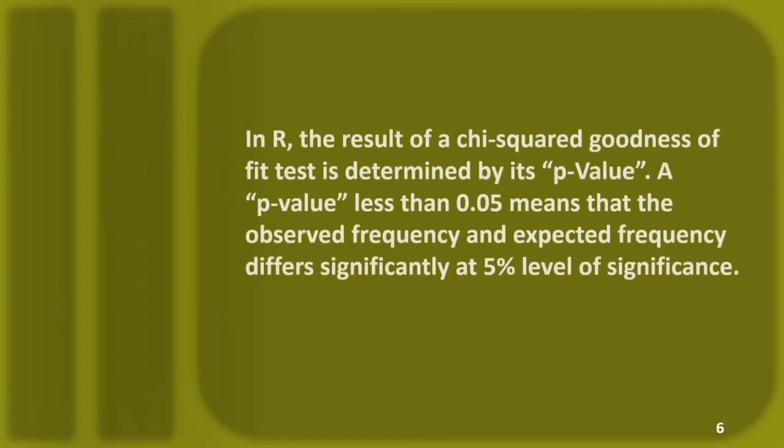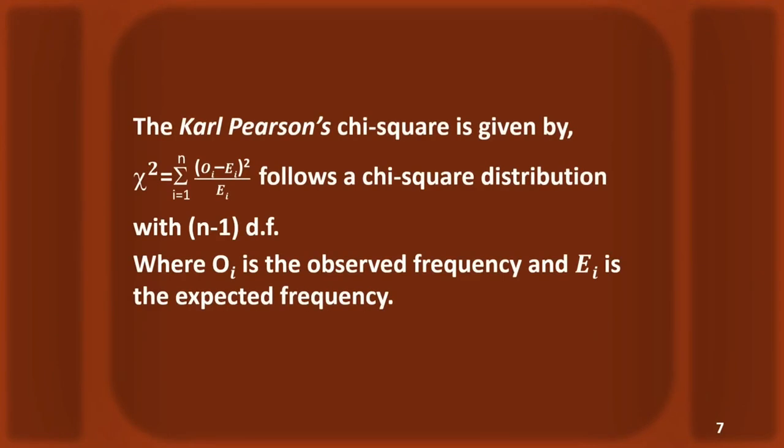In R, the result of the test is determined by its p-value. A p-value less than 0.05 means that the observed frequency and expected frequency differ significantly at the 5% level of significance. Karl Pearson's chi-square is given by chi-square equals the summation, i goes from 1 to n, of (oi minus ei) whole squared divided by ei, which follows a chi-square distribution with n minus 1 degrees of freedom, where oi is the observed frequency and ei is the expected frequency.